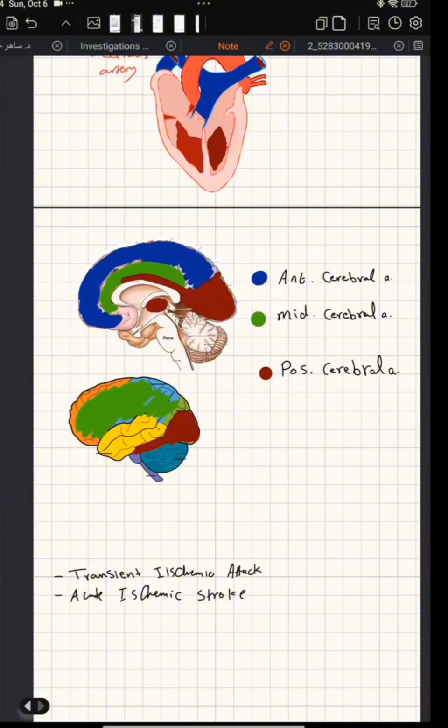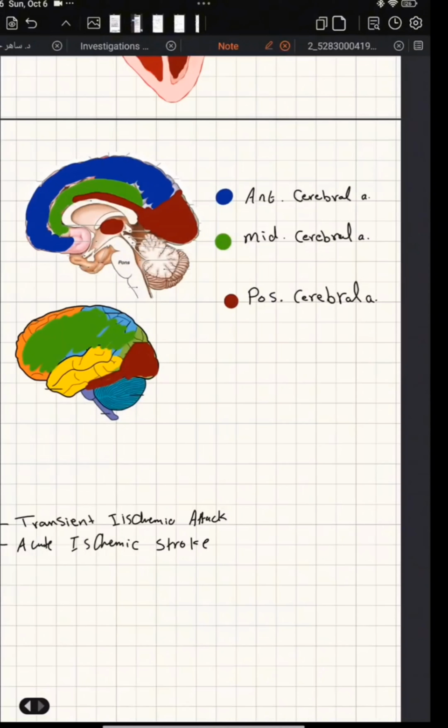While the middle cerebral artery supplies the lateral surface of the frontal and parietal lobe, in addition to the upper portion of the temporal lobe, the posterior cerebral artery supplies the occipital lobe and the lower part of the temporal lobe, in addition to the thalamus. If you look deep in the subcortex of the brain, there are lenticulostriate arteries, which are a branch of the middle cerebral artery.